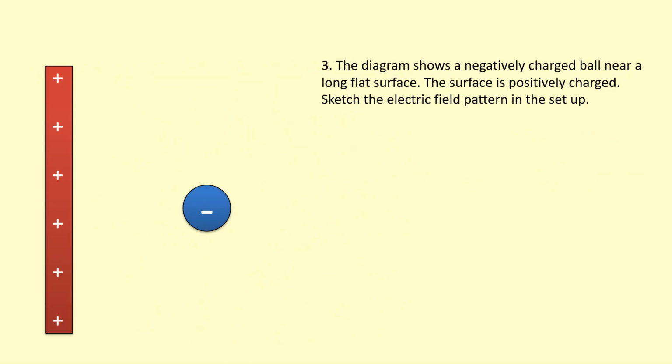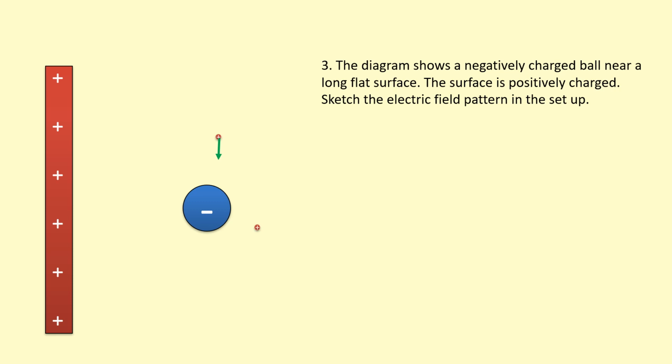Final example here: the diagram shows a negatively charged ball near a long flat surface. The surface is positively charged. Sketch the electric field pattern in this setup. I'm going to pretend to be a positive charge. Let's start with this point over here. I would be attracted towards the negative charge because I'm closer to that negative charge. So that would be pointing towards the center of that charge like that. Maybe slightly towards the right because of the repulsion from the left.